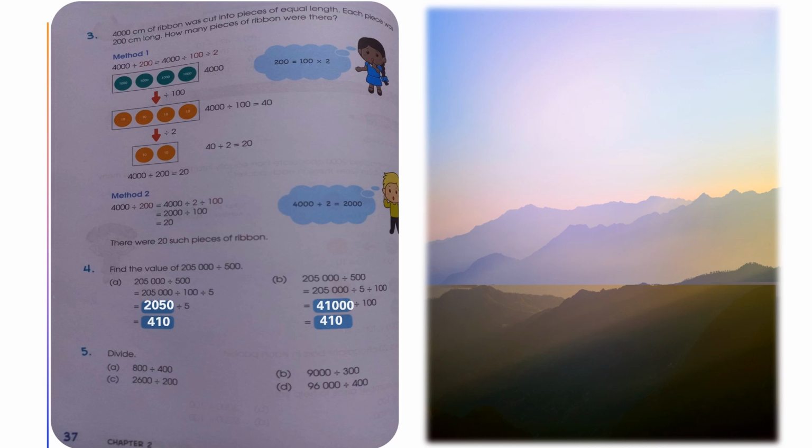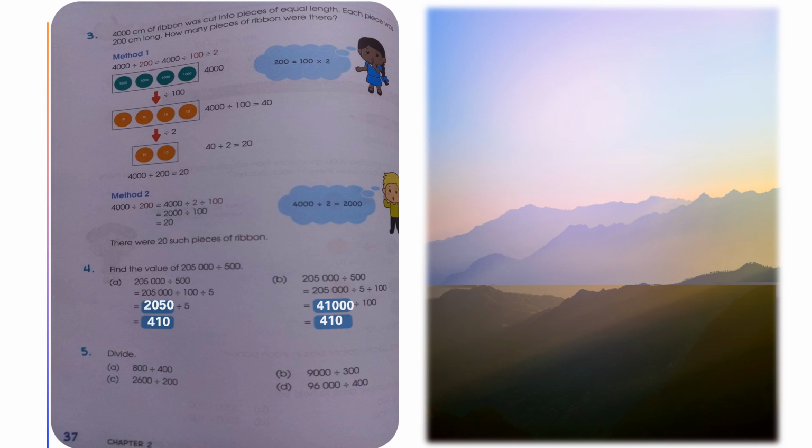For 4000, we have 0 ones, 0 tens, 0 hundreds and 4 discs of 1000. When these 4 discs of 1000 are divided by 100, we have 4 discs of 10. Then we further divide 40, which means 4 tens, by 2, and we have 2 discs of 10, which means 20. So our answer is 20 pieces of ribbon.